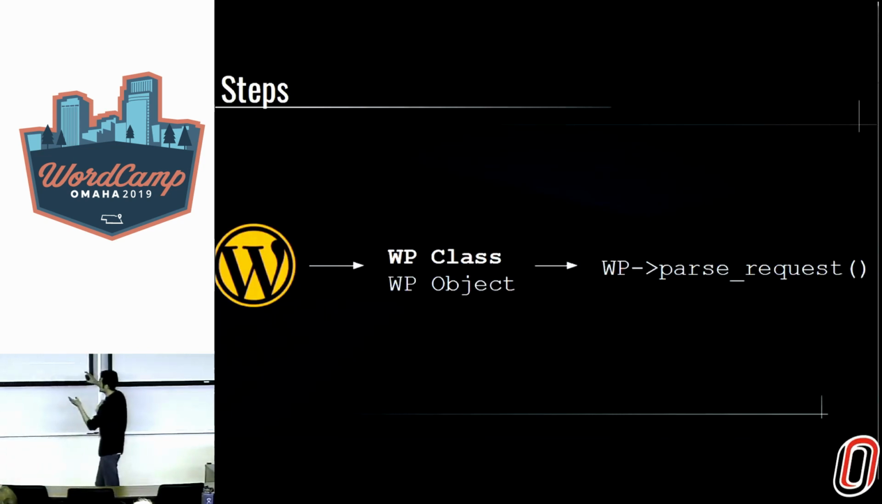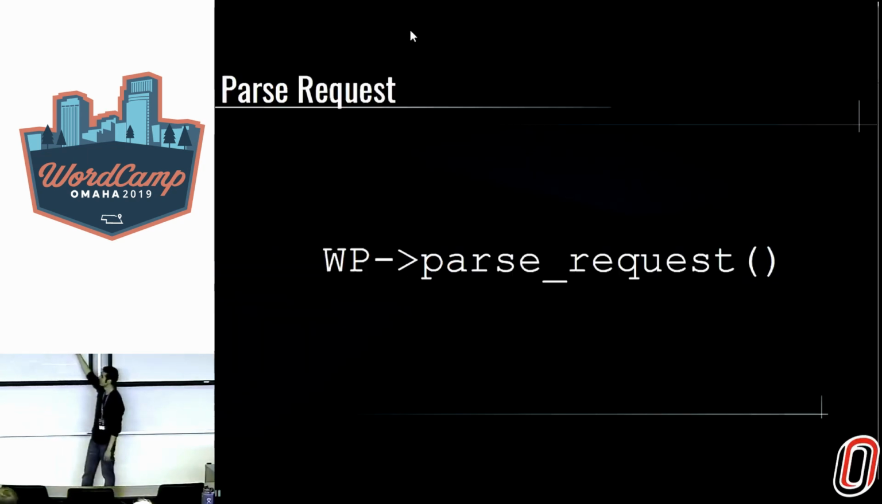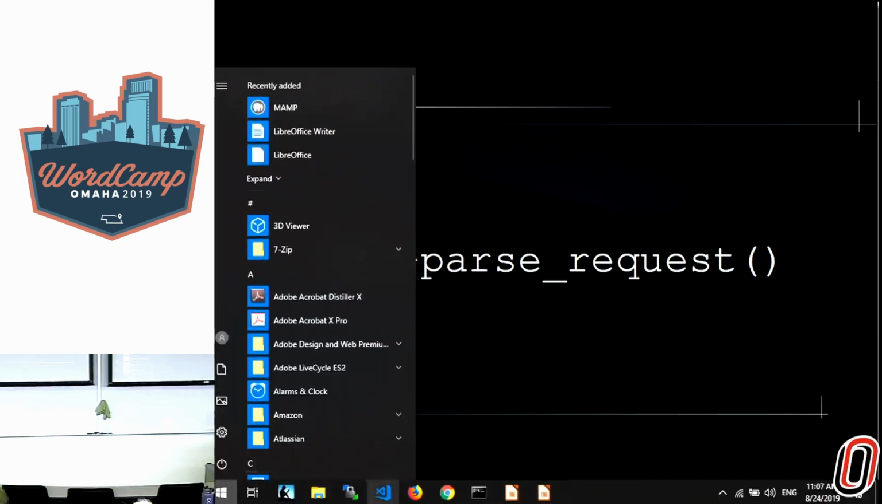So if we were to zoom in on this, we can see that once WordPress starts, the WP class is going to be instantiated. Once the WP class instantiates, it's going to create a WP object, and that WP object is going to contain this method, parse_request. So if you were to look at parse_request, I'm going to show you this site here that you're probably familiar with.